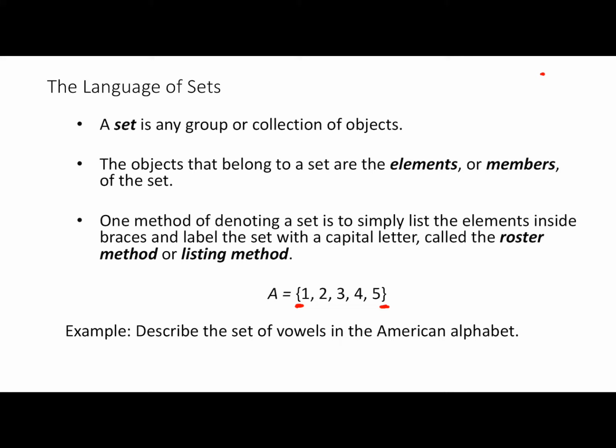All right, so I want you to think about what is the set of vowels in the American alphabet. I'll let you think about that. Go ahead and pause the video and write it down yourself. Okay, so you should have paused and written it down yourself. What are the vowels? Well, our vowels are A, E, I, O, and U. So that is the set of vowels in the American alphabet.